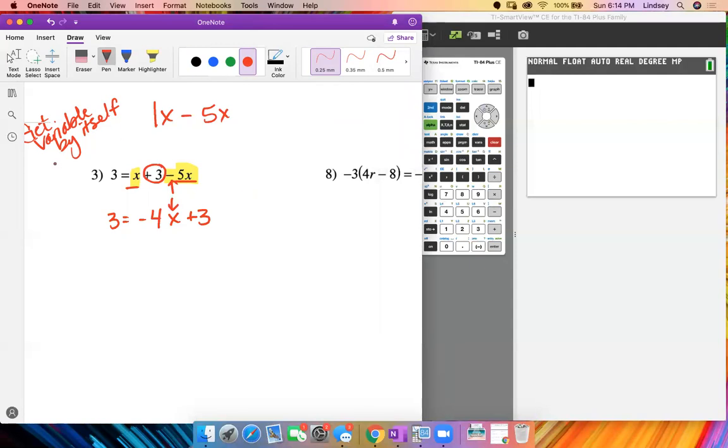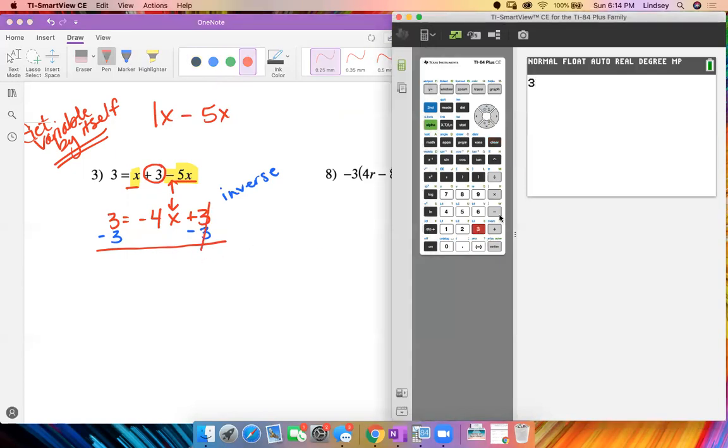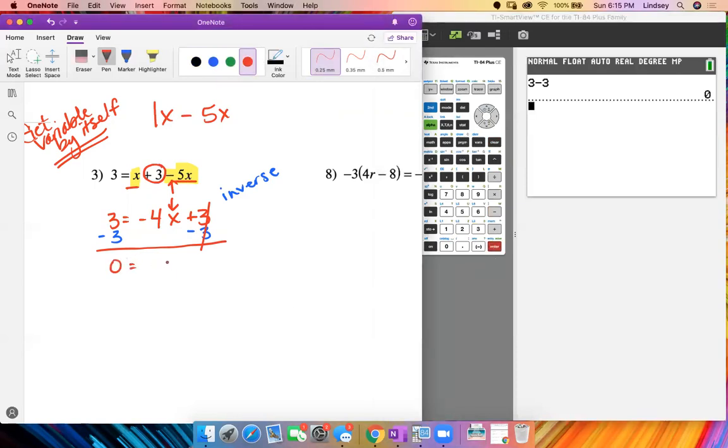All right, so now I have one variable, it's my x. Okay, so my goal is to get the x by itself. So I have to start with my term that's farthest away, which is my plus 3. So how am I going to get rid of a plus 3? I have to do its inverse, because I'm having to move it to the other side of the equal sign. I'm going to subtract 3. If I do it to one side, I have to do it to the other side. Okay, so show my little equal sign, those cancel. 3 minus 3, 3 minus 3, I get 0 equals negative 4x.